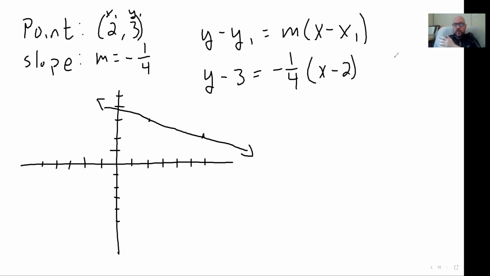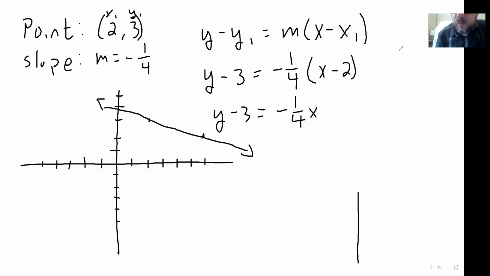Let's go ahead and put this into slope-intercept form and see what it looks like. So we're going to do the same thing that we've done before. I'm going to get the y's alone. I'm going to distribute all the numbers and get everything on the right, looking like mx plus b. So first thing to do, distribute that -1/4. So y minus 3 equals -1/4 x. And -1/4 times -2. Let's go off to the side and do that.